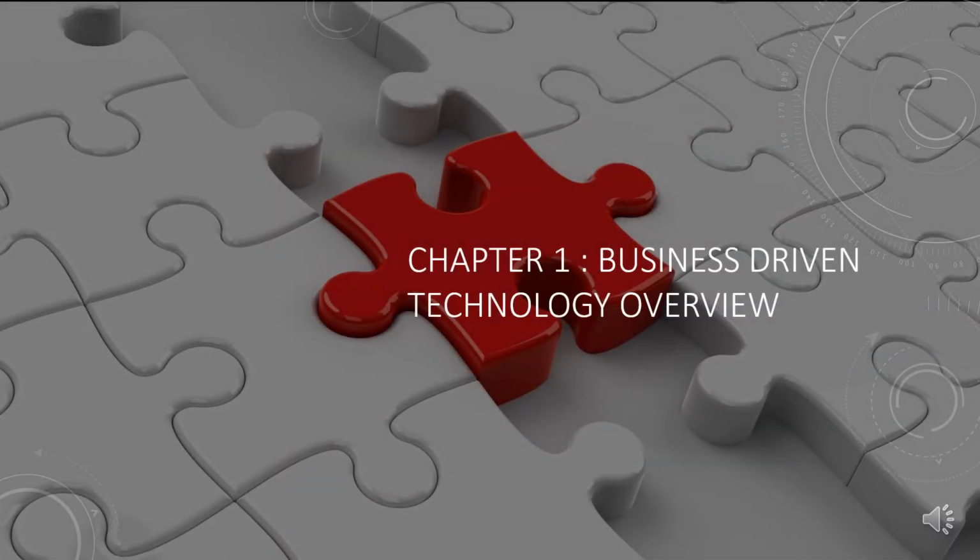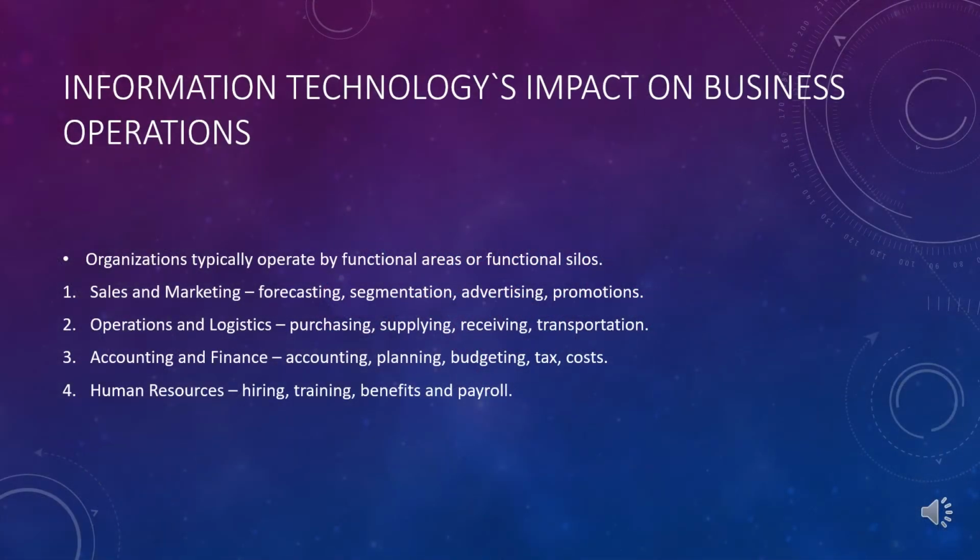Chapter 1: Business Driven Technology Overview. Organizations typically operate by functional areas or functional silos. Number 1, sales and marketing. Number 2, operations and logistics. Number 3, accounting and finance. Number 4, human resources.